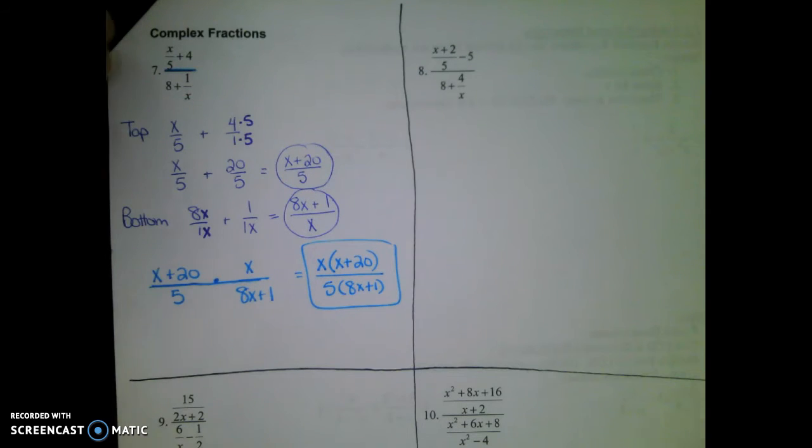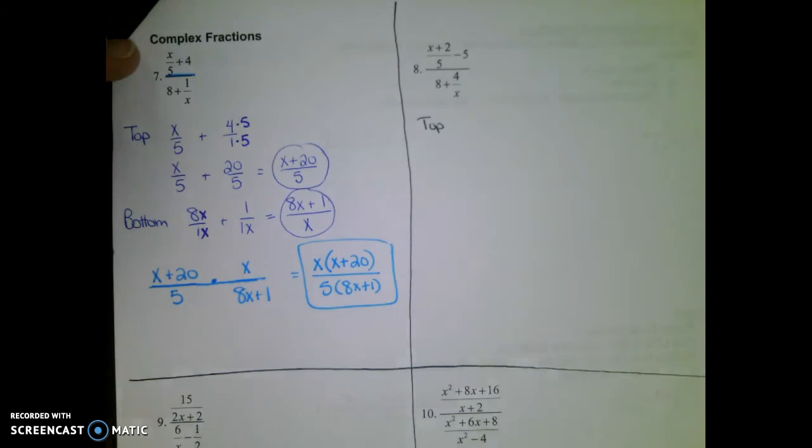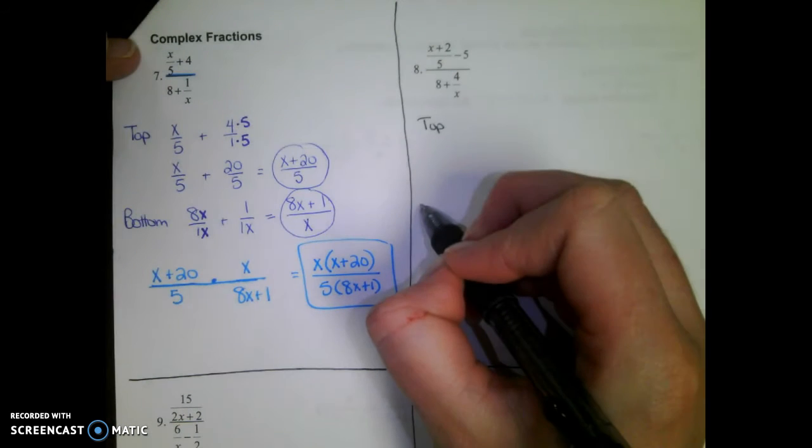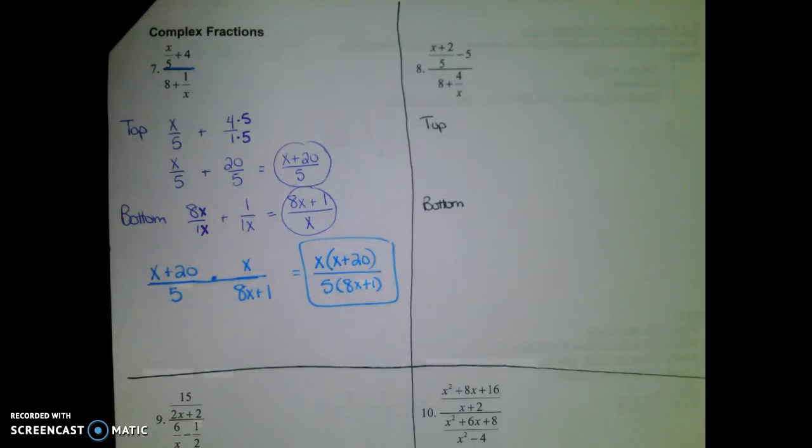I would like you to try number 8 on your own. Simplify the top by getting common denominators. Simplify the bottom by finding common denominators. And then do the division problem by keeping the first, flipping the second, changing the sign to multiply. KFC. Pause the video.